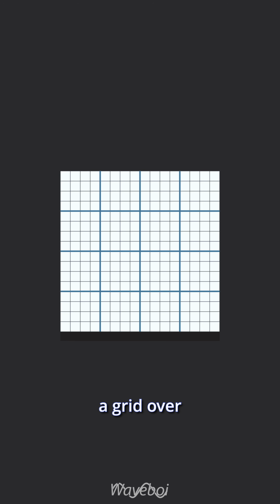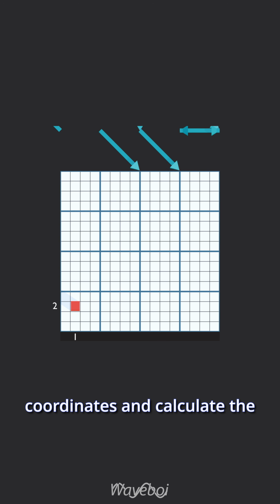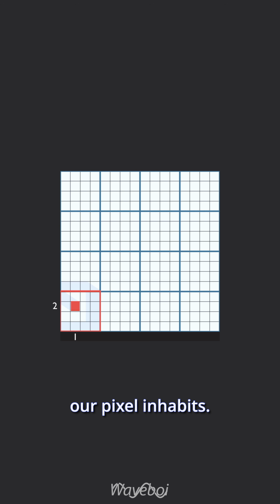We begin by generating a blank image of any size. We will then generate a grid over top that image, assigning each corner a random vector called a gradient vector. We now select a pixel on the image where we can take its image coordinates and calculate the corresponding cell of our grid that that pixel inhabits.